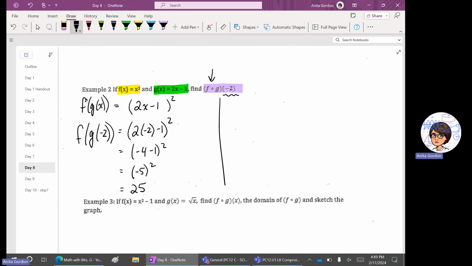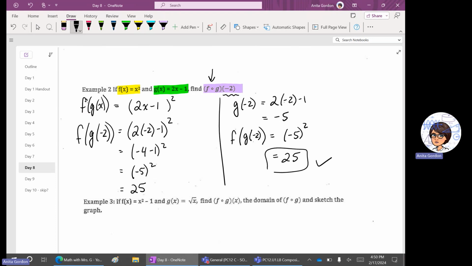The other way that you can do it is by saying, take the inside function, g of negative 2. Solve that. And say, okay, g of negative 2 is 2 times negative 2 minus 1. This is going to be negative 5. Then put it inside the f function. Now, f is x squared, so what I'm looking for is negative 5 all squared, which will end up with the same result. So do two different methods. It doesn't matter which one you use.